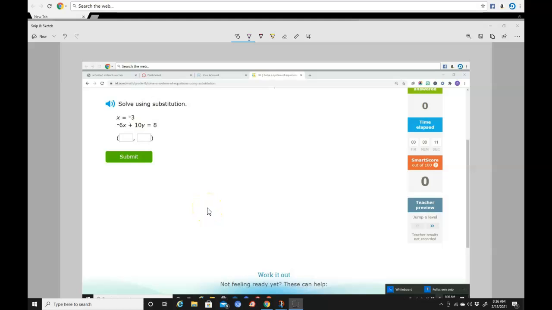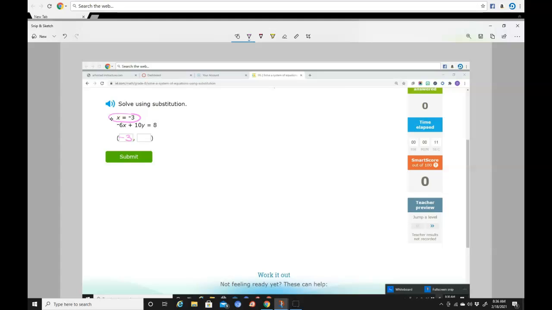Okay, so today we're going to solve equations using substitution. This is for your IXL objective AA.8. As you can see here, you have a system of equations. You already have one variable equal to a solution right here. It says x equals -3. So right away that will be our x value.